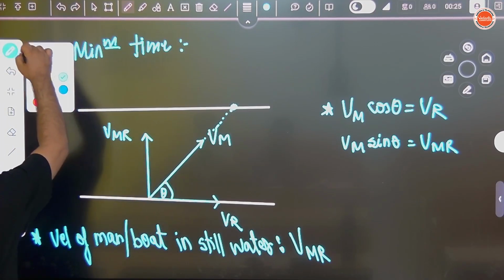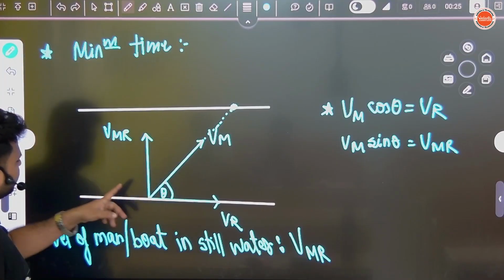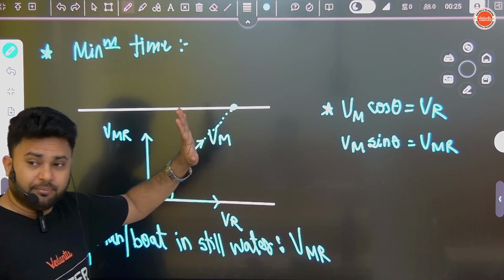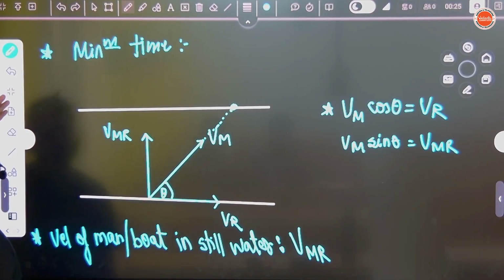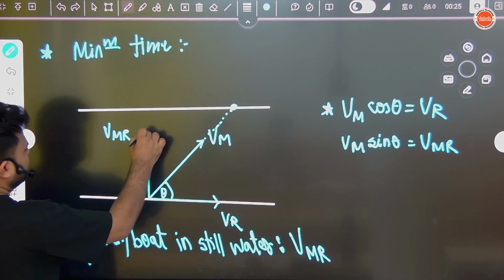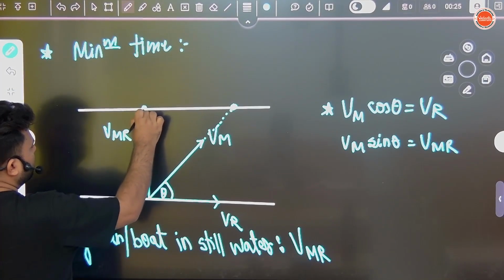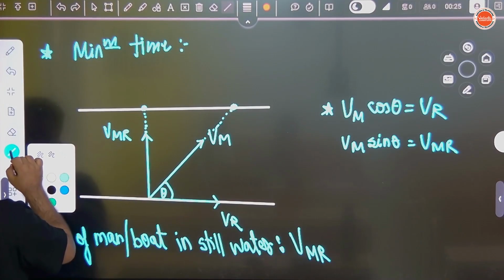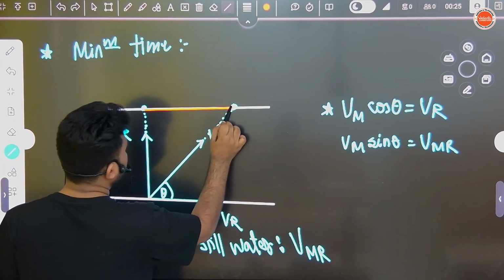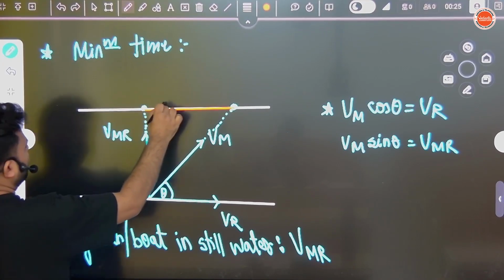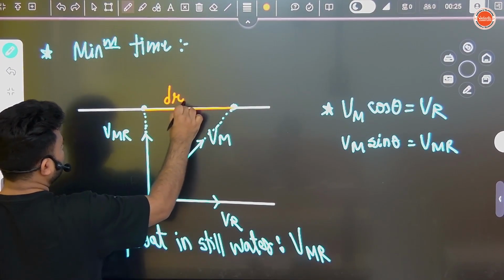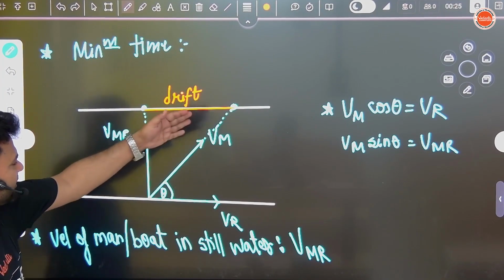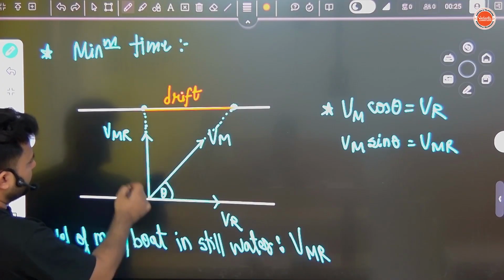Now what question do they ask? If the man tries swimming here, he will finally follow this path, but he will reach in minimum time. Always remember, the time will be minimum. The man's intention was to go here, but finally he reached here. So this distance is called drift. They will ask, what is the drift?